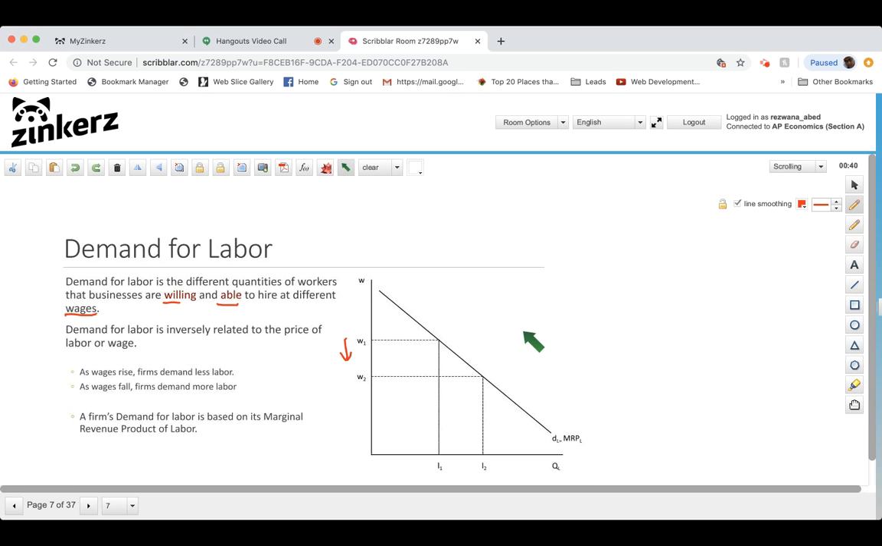So this is just the demand for labor, and we saw that the demand for labor is inversely related to the price of labor, or wage. There is also something else known as the marginal revenue product of labor, and a farm's demand for labor is based on this thing, the marginal revenue product of labor. So let's examine what this is.